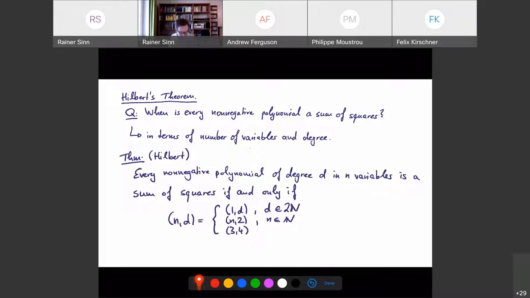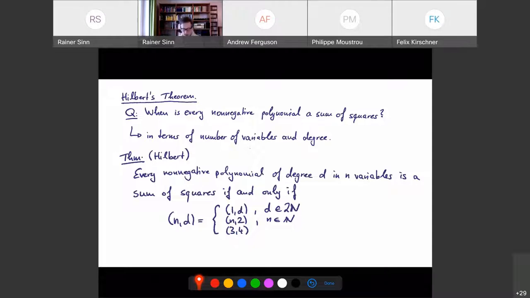And the answer is there are a few cases. So every non-negative polynomial in one variable is a sum of squares, regardless of the degree. In any number of variables, every non-negative quadratic form or quadratic polynomial is a sum of squares. And then there is this one exceptional case. If you take 3 variables and polynomials of degree at most 4, then every non-negative one, this is called a ternary quartic, is a sum of squares.